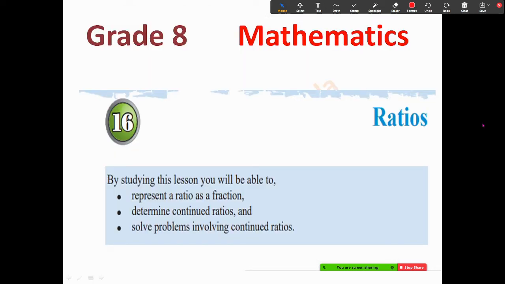Today I am going to teach you ratios, 16th level of your textbook. By studying this lesson, you will be able to represent the ratio as a fraction, determine continued ratios and solve problems involving continued ratios.